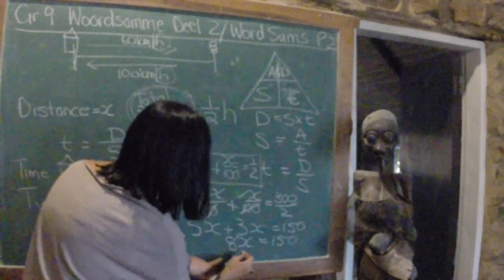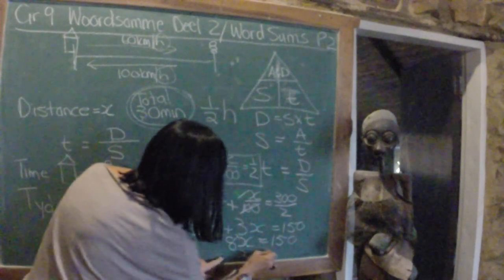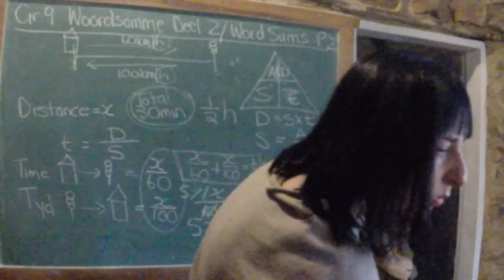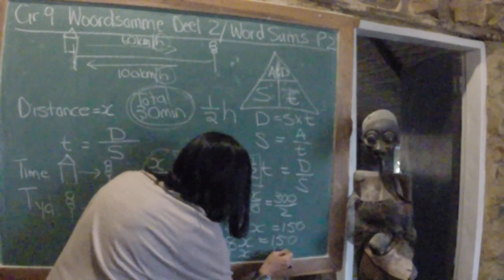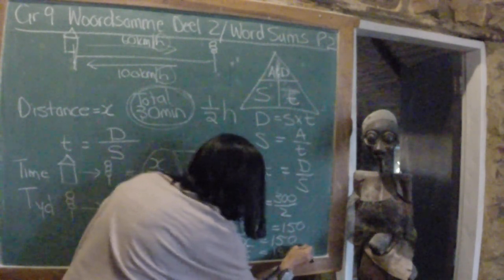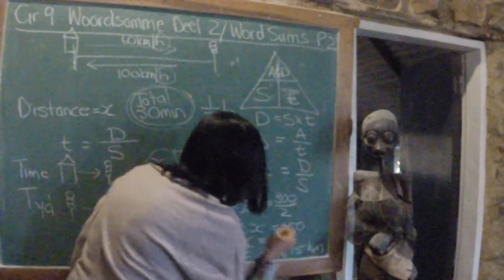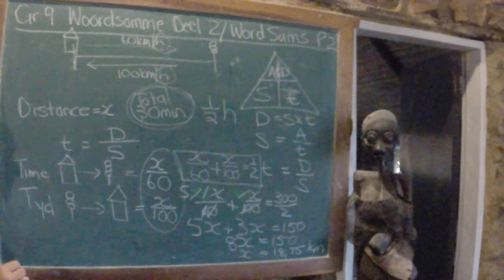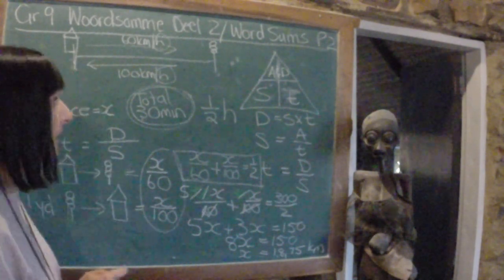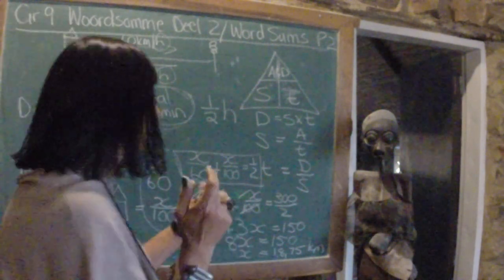And when I divide 150 with 8, then I get the whopping 18,75 kilometers. Dit is hoe ver die robot van sy huis af was. En daar het ek die woordsom opgelos. Goed, nie so moeilik nie. Ek moet net onthou van afstand, spoed en tyd.